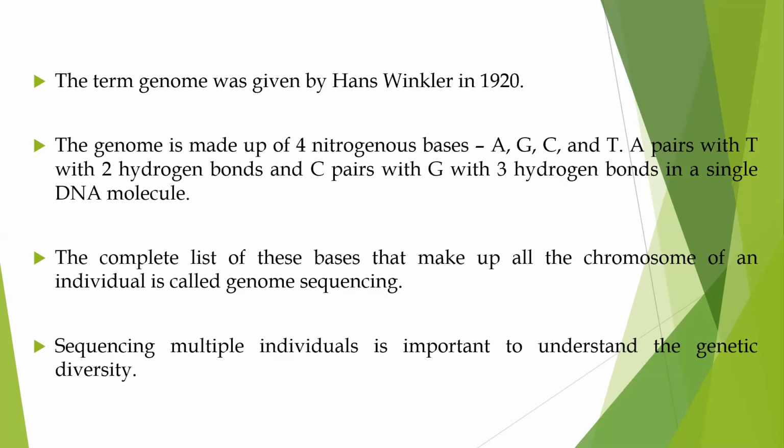The next important term that we have to learn is genome sequencing. Now, what is genome sequencing? It is nothing but a complete list of sequence of nitrogenous bases present on a single DNA molecule, and that gives rise to a chromosome. And why is genome sequencing important? The sequencing of multiple individuals is going to make us understand the genetic diversity among individuals, which means if we have sequence of these individuals, we can know what is the diversity among these individuals.